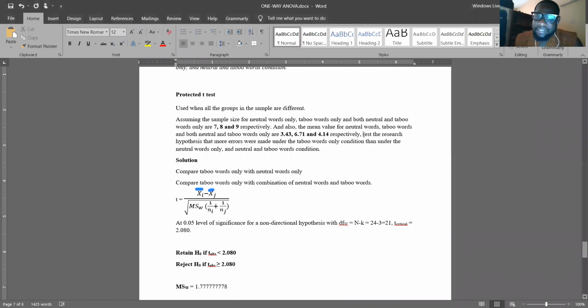Then again, they made a hypothesis. The researchers hypothesized that participants in taboo words only will commit more errors than those in neutral words only and both conditions. Like what we did for the previous one, the same hypothesis, what we did for LSD. Then it implies that you're supposed to compare again taboo words only and neutral words only, and also taboo words only and those in both conditions.